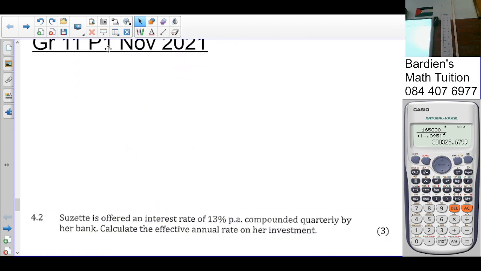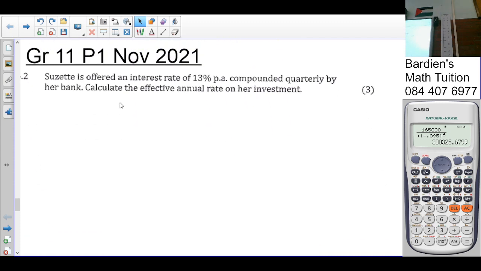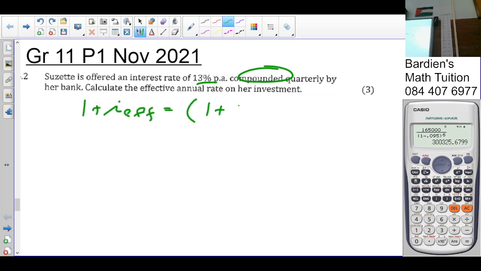The next one, 4.2. So Z is offered an interest rate of 13% per annum compounded quarterly. So there's 1 over 4 there. Okay? By a bank, calculate the effective annual interest rate. So that formula is 1 plus i effective. This formula is not given in the exam. Okay? 1 plus i to the m over m, to the m. Again, this m has no bearing on that i. It is just to show that that i to the m is a different i effective. Okay? But it has no actual bearing on the calculation.